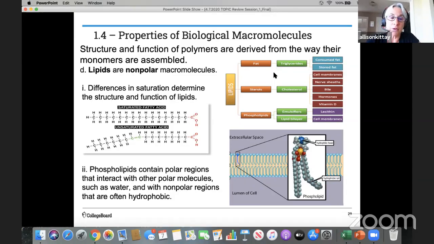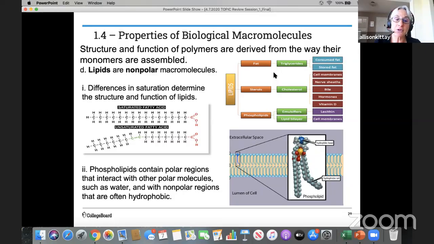They are non-polar, and that's an important thing to remember as to why they're linked together. There are 2 things I want you to know. Differences in saturation determine the structure and function of lipids. So you've probably heard in terms of diet that there are saturated fatty acids and unsaturated fatty acids. Saturated fatty acids have no double bonds. They tend to be solid at room temperature, and they're more animal fats. In terms of your diet, they're less healthy for you.